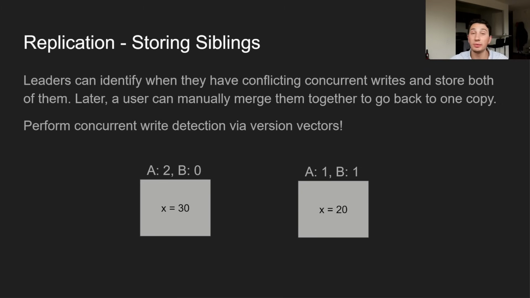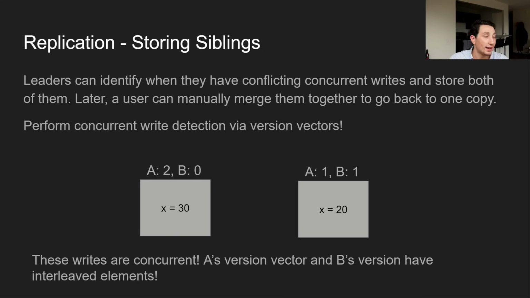The way that we know that they should be stored as siblings is by looking at the version vectors. You can see on leader A, the A entry is greater than the A entry on leader B, and on leader A, the B entry is less than the B entry on leader B. Because we have these interleaved version vectors, that indicates that one write is concurrent with the other. If one of the version vectors were strictly greater than the other at all of the elements, then those writes would not be concurrent. One would be more recent than the other.